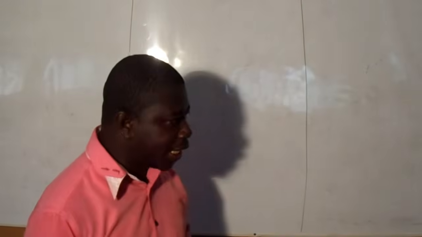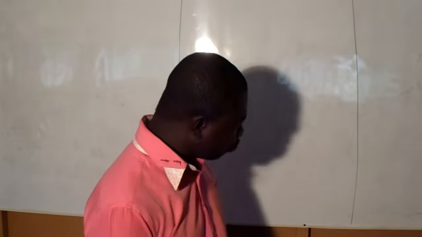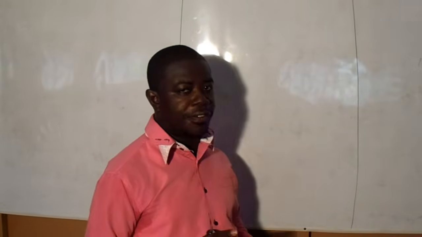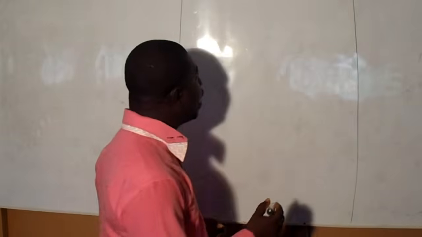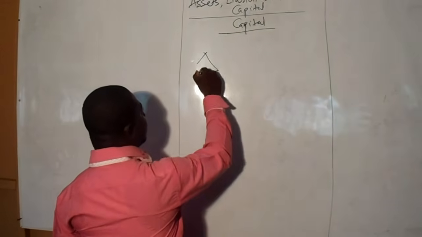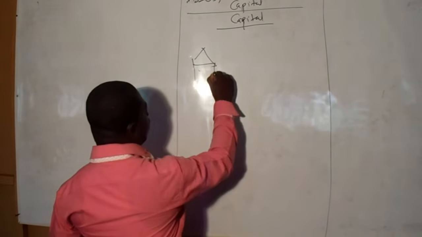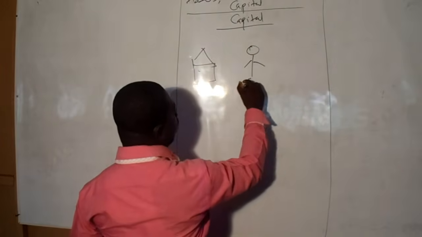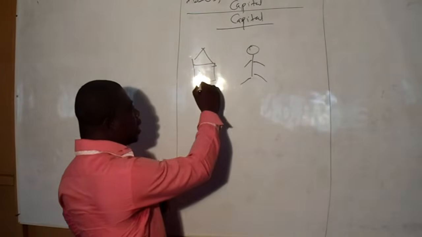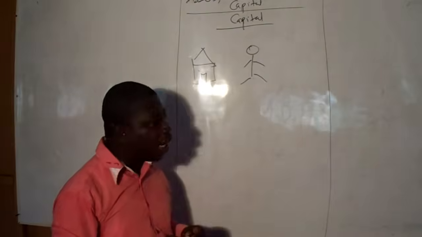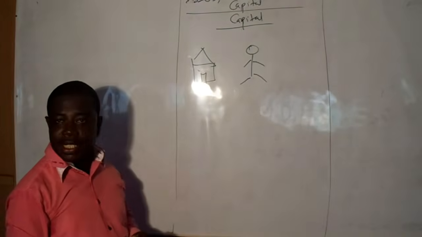Now, let us not forget that the business entity concept teaches us that the business is a separate person from the owner. So if this is the business and this is the owner, the business is a separate person from the owner according to the business entity concept.